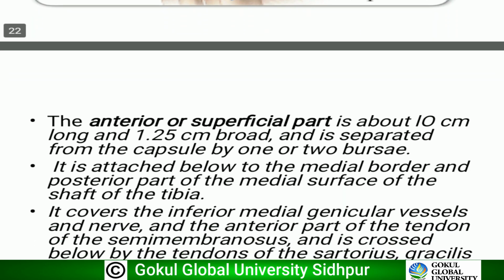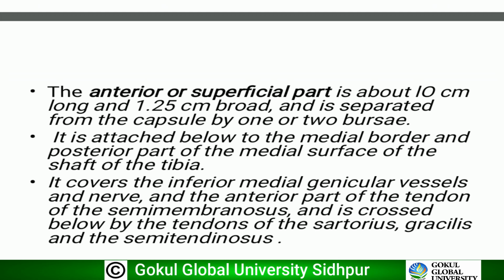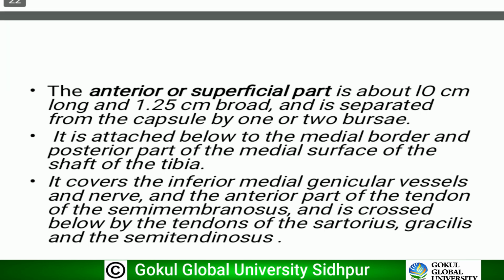The anterior or superficial part is about 10 cm long and 1.25 cm broad and is separated from the capsule by one or two bursae. It is attached below to the medial border and posterior part of the medial surface of the shaft of the tibia. It covers the inferior medial genicular vessels and nerve and the anterior part of the tendon of the semimembranosus, and is crossed below by the tendons of the sartorius, gracilis and semitendinosus, SGS, that form the pes anserinus.